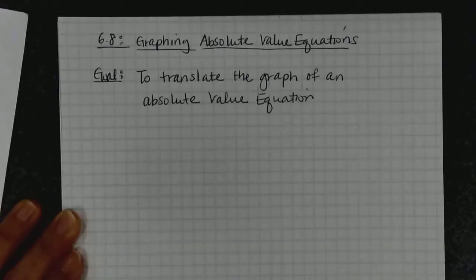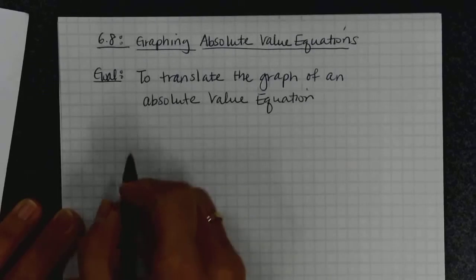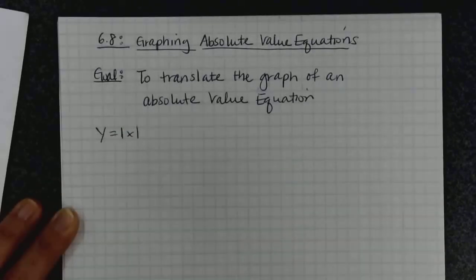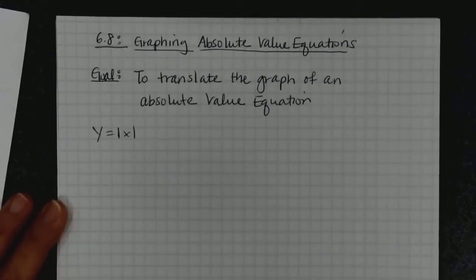In section 6.8, graphing absolute value equations, we are going to learn how to translate the graph of absolute value without making a table to graph the absolute value. So let's start with y equals absolute value of x. This is what's called a parent function, where all other absolute value equations derive from.